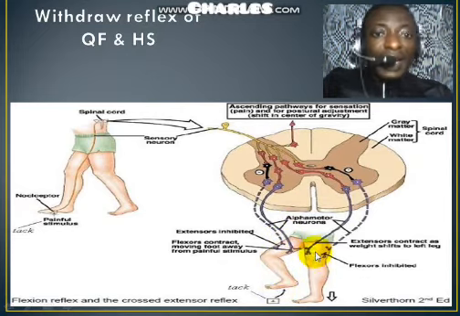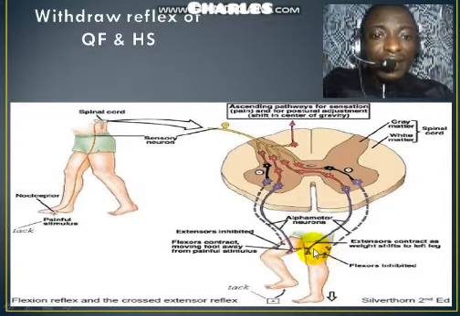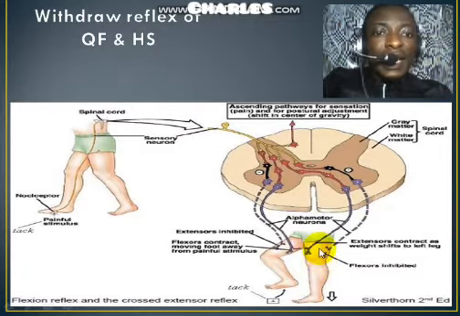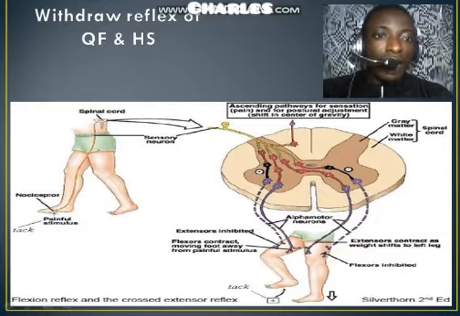Alright, in Ransom's opposite limb, there is contraction of the quadriceps femoris muscle and relaxation of the hamstring muscles. So many things are happening here, and this contraction of the quadriceps femoris muscle and relaxation of hamstring muscle helps Ransom to maintain equilibrium or balance while this limb has been lifted up. This phenomenon is known as the withdrawal reflex of the quadriceps and hamstring muscle. Alright, going forward, we shall now look at the withdrawal reflex of the biceps muscle.